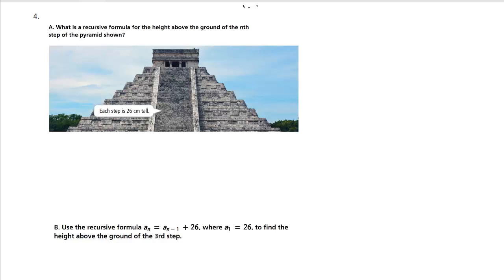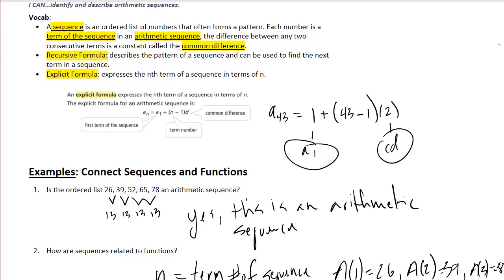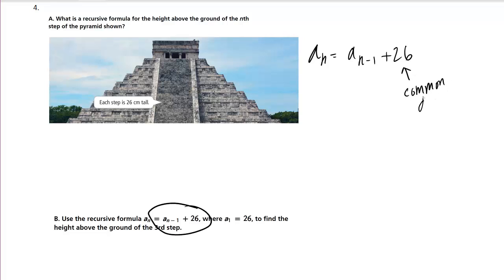The recursive formula is found right below here, and it's just a variation on the explicit formula. We'll talk about it shortly, but it's a sub n is equal to a sub n minus 1 plus 26. And what do these things all represent? Well, pretty straightforward. That's the common difference.